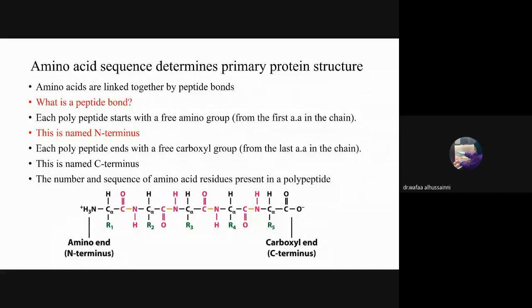Therefore every protein has its own sequence of amino acids and also the types of amino acids involved in making this protein. They are linked together with peptide bonds, right, to make up a polypeptide, and this polypeptide is the protein. But can anybody tell me what is a peptide bond? Come on guys, who remembers in English?